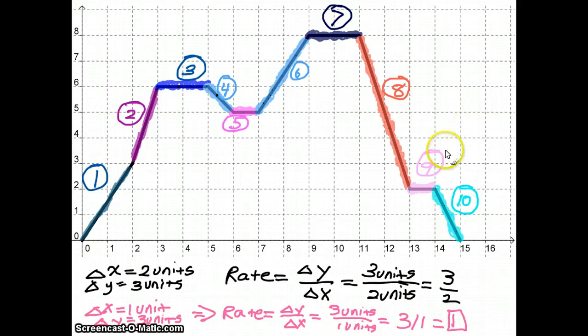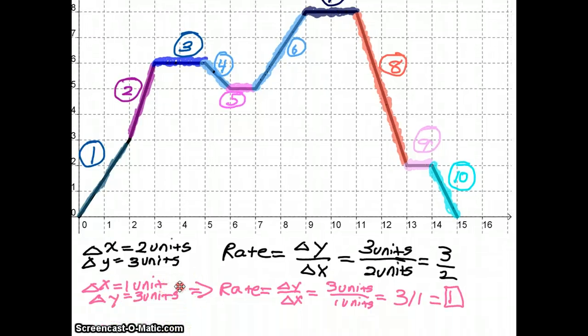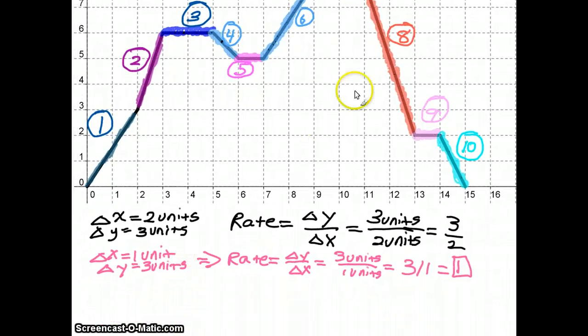Looking at this, we can keep on going, and what I'm really interested in is phase 3 and phase 4. Phase 3 has a very interesting property. If I move this up a little bit so I get some more room, phase 3 starts at an x value of 3 and goes until an x value of 5. Going from 3 to 5 means that delta x is equal to 2 units.